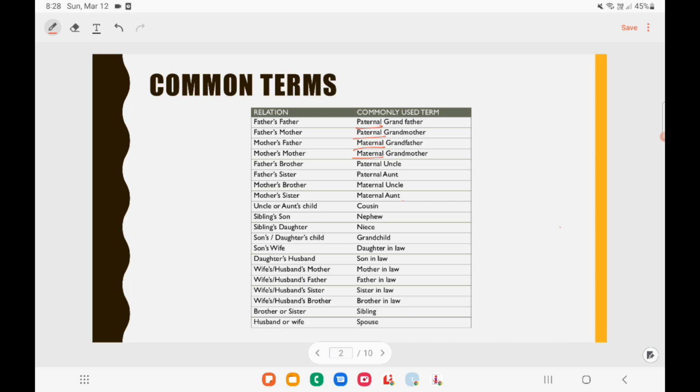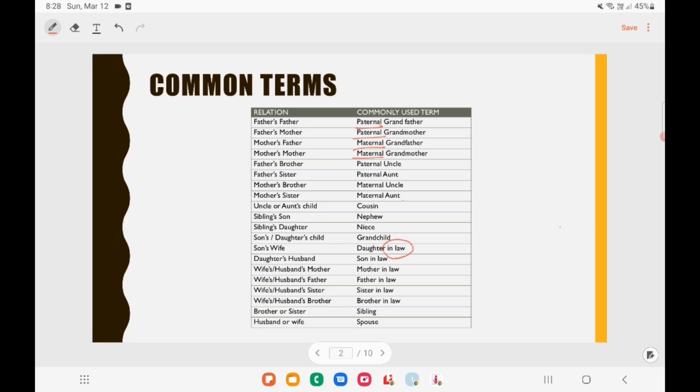Another thing you need to understand is the term in-law. In-law means the new relations you get once a marriage happens. That means daughter-in-law is your son's wife. Son-in-law is your daughter's husband. So after marriage, the new relations are coming.